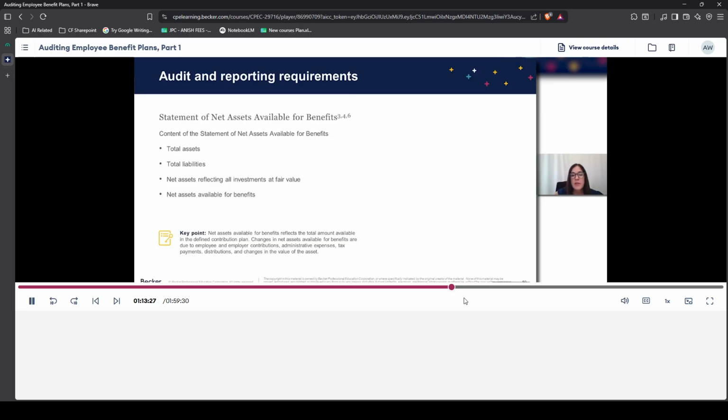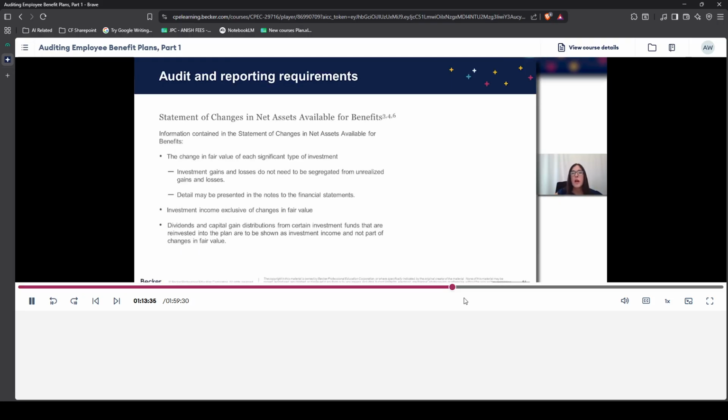The investment information on your financial statements: your investments should always be presented at fair value unless you have what's called fully benefit responsive guaranteed investment contracts. Your fully benefit responsive GICs are at contract value, but all other investments should be at fair value.